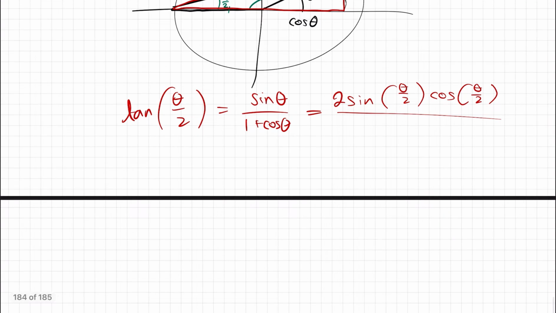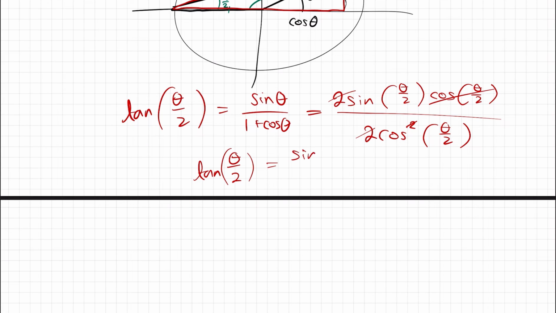So this is equivalent to 2 times cos squared of theta over 2. And then you can see these coses cancel, these 2's cancel, and we just end up with using tan theta equals sine over cos, which is sine theta over 2 over cos theta over 2, which is true. So this identity is definitely true.